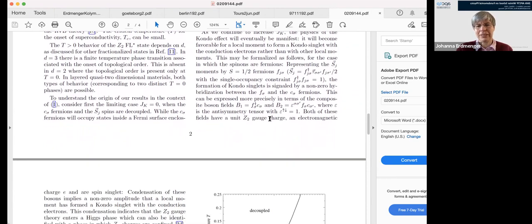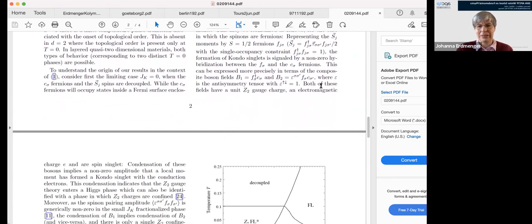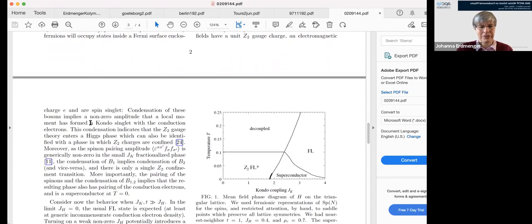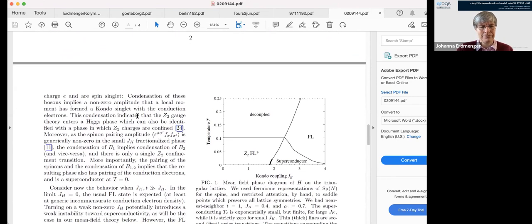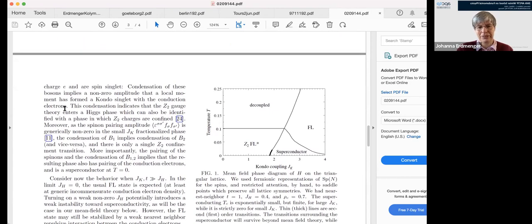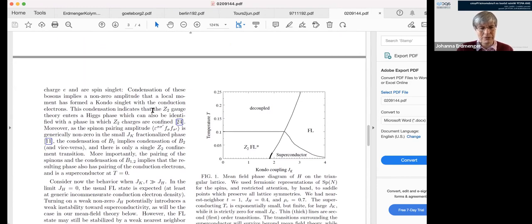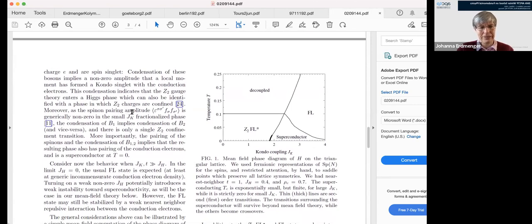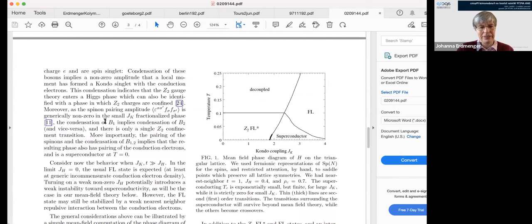And they do talk about gauge charge. Both of these fields have a unit gauge charge, an electromagnetic charge, and a spin singlet. Condensation of these bosons implies a non-zero amplitude, that a local moment has formed a Kondo singlet with the conduction electrons. This is exactly what we have. This condensation indicates that the system has entered a Higgs phase, so these charges are confined. I'm not quite sure what this Z2 is now, but we can certainly work this out.